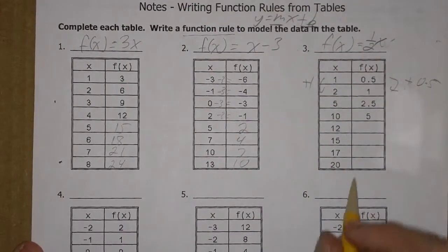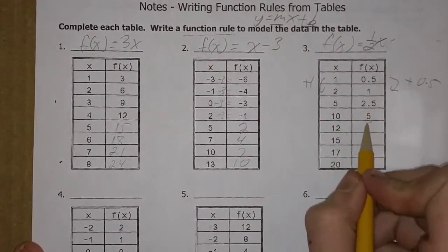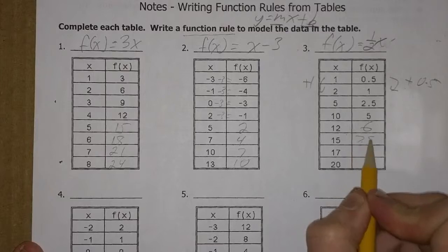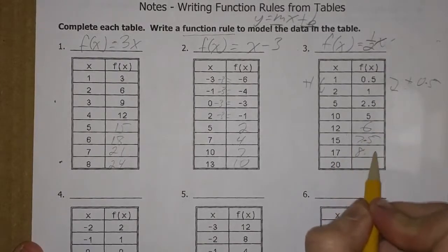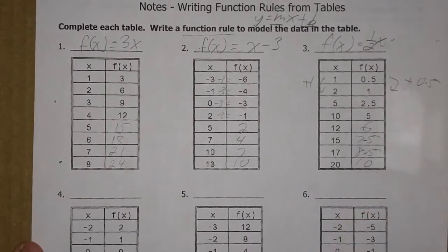Okay. So let's see, if I do that, 1/2 of 12 is 6. 1/2 of 15 is 7.5. 1/2 of 17 is 8.5. 1/2 of 20 is 10.